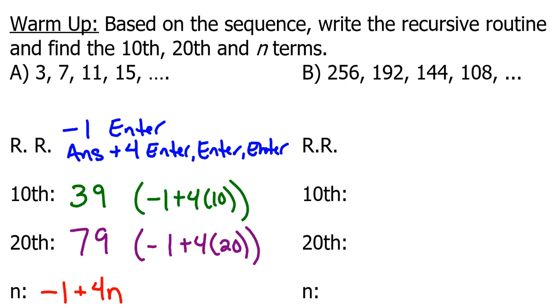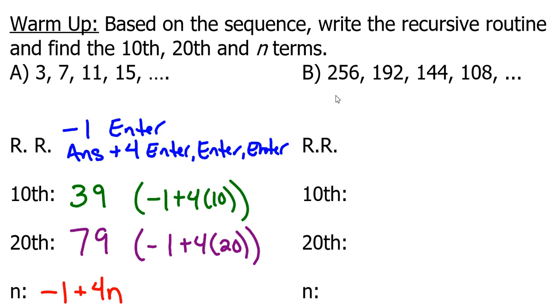Now, similar to the other side, I'm looking at 256, 192, 144, 108. Here, I'm not adding or subtracting a certain value, so I want to see what kind of ratio, perhaps a multiplier, is involved. In order to do that, I would take the current term divided by the previous to see what I would be multiplying going forward. So what's 192 divided by 256? 144 divided by 192, 108 divided by 144, and that will help me find my pattern.